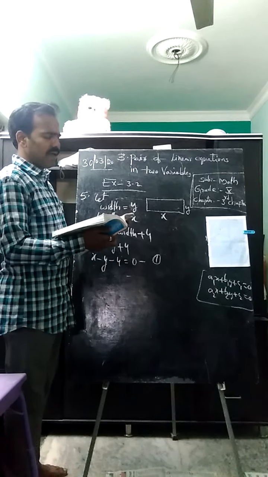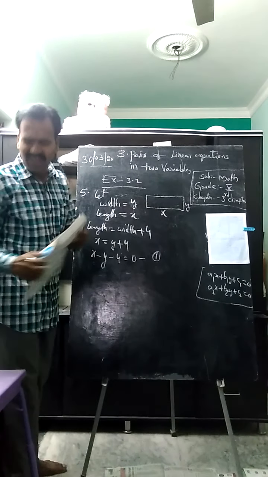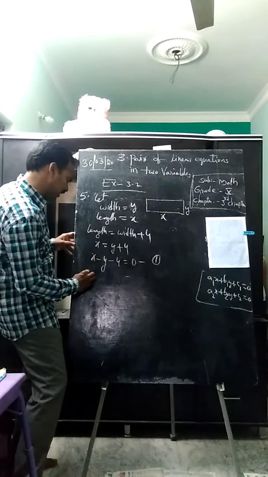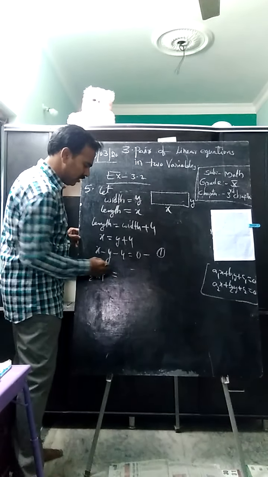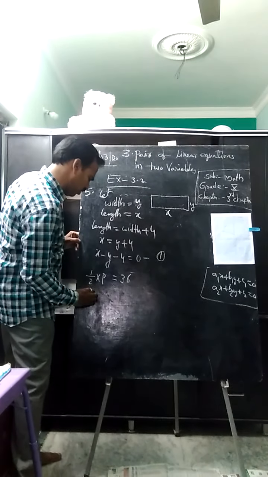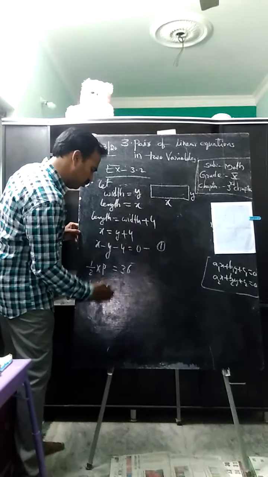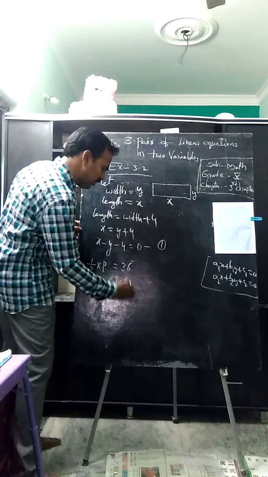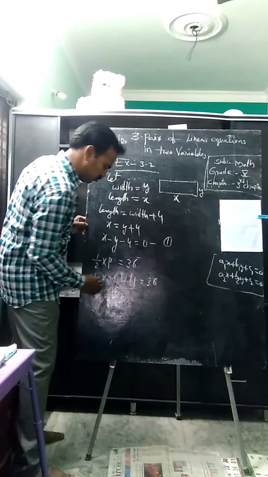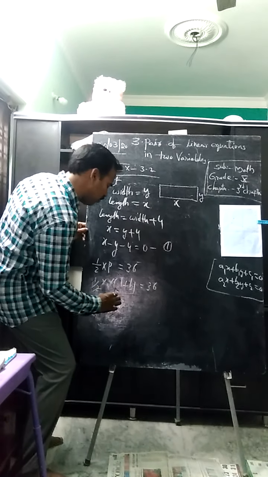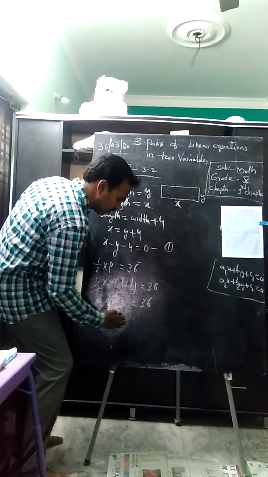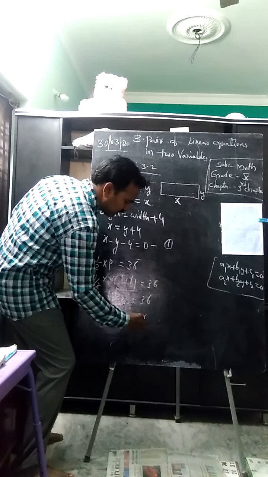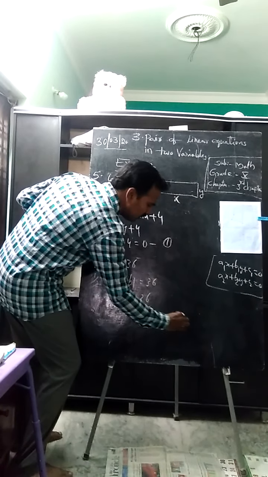Again, one more condition is given. Half perimeter of the rectangular garden is 36. What is the perimeter of a rectangular garden? Half into P, where P stands for perimeter, equals 36. As we know, half into 2 of L plus B equals 36. The 2 gets cancelled. L is, as per the problem, x plus y is equal to 36. So x plus y minus 36 equals 0. Equation 2.